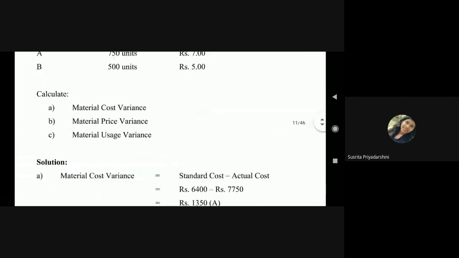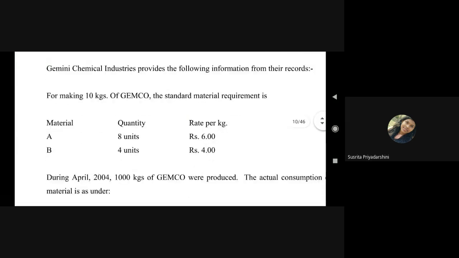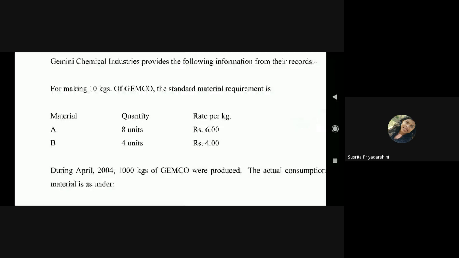So actual material consumption क्या हो गया कि material A में आ गया 750 यूनिट 7 रुपया करके और B का 500 यूनिट 5 रुपया करके, मगर हमारा जो स्टैंडर्ड था कितना था 8 यूनिट्स पर 8 यूनिट्स 1 केजी के लिए 10 केजी के लिए लगता था, तो 1000 के लिए कितना लगेगा 800 यूनिट्स. यू कैन फाइंड इट आउट.